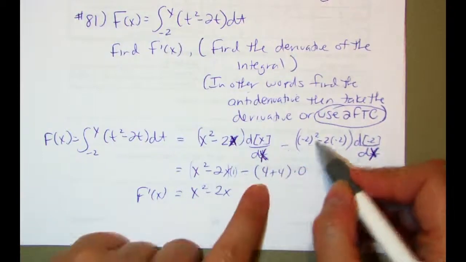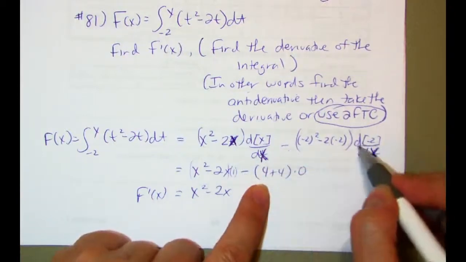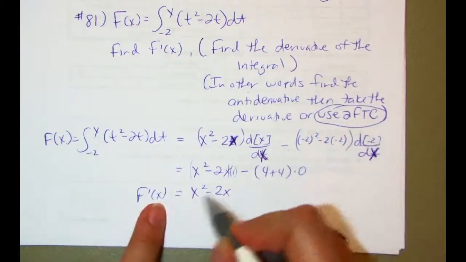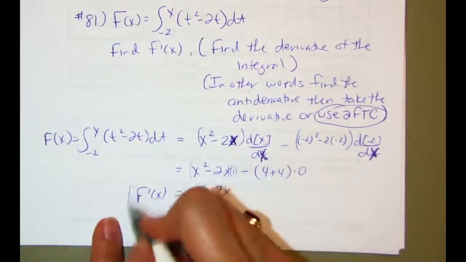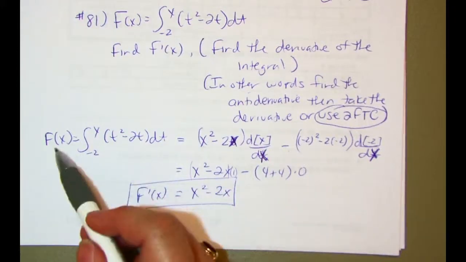Minus, let's see, negative 2 squared is a 4. Negative 2 times negative 2 is plus 4. And the derivative of a constant is 0. So this whole side goes to 0. So it's just x squared minus 2x, which happens to be the first derivative of this.